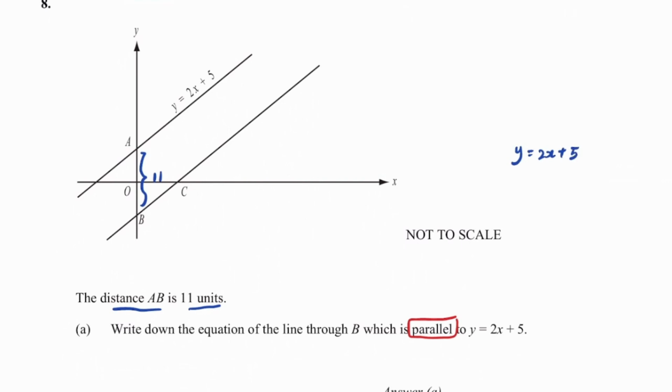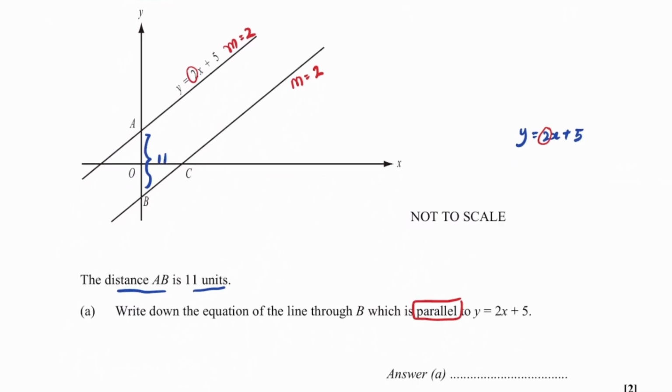Okay, you know that your gradient m is equal to the gradient of the given line since they are parallel, right? So m is equal to 2. The other line also will have a gradient equal to 2. So y is equal to 2x plus c. Now how can we find the c? You are not given any points on the line. So the trick is here.